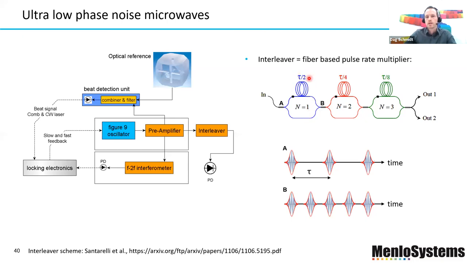And it's longer in such a way that the light takes tau half longer to get to point B compared to this path here. So this means if the time between two pulses is given by tau, then at point A, you have the standard repetition rate. And at point B, these pulses are delayed, so they are right in the middle between these pulses. So one of these stages doubles the repetition rate. And this is a three-stage interleaver here, so we multiplied our repetition rate by a factor of 8 in total.